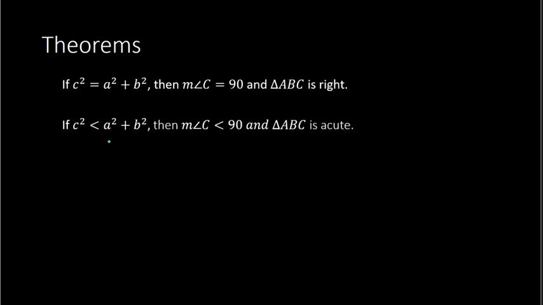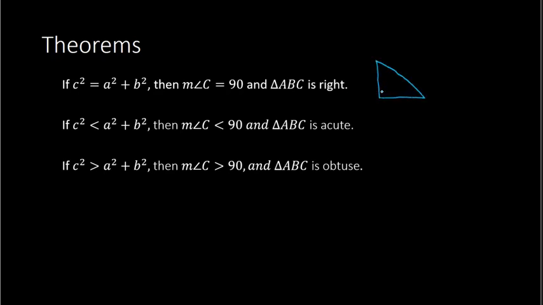All right. If c squared is less than, then angle c is less than 90 degrees, which makes the triangle acute. And if c squared is bigger than a squared plus b squared, then angle c is bigger than 90 degrees, and therefore the triangle is obtuse. Now remember your terms. A right triangle is a triangle with a right angle, like this. Acute is with all acute angles, meaning all the angles are less than 90 degrees. An obtuse triangle is one where one angle is an obtuse angle, which means one angle is bigger than 90 degrees.